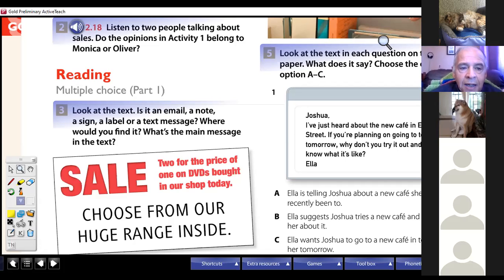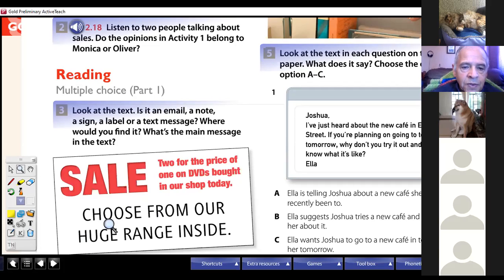So you have an email, a note, a sign, a label, or a text message. In here, what do you think it is? What is this? Gabriela, what is it? I think it's a sign. It's a sign, right? What does the sign say? Catalina Rice, read it, please. Read it. Catalina, are you there? Yes. Okay, read it.